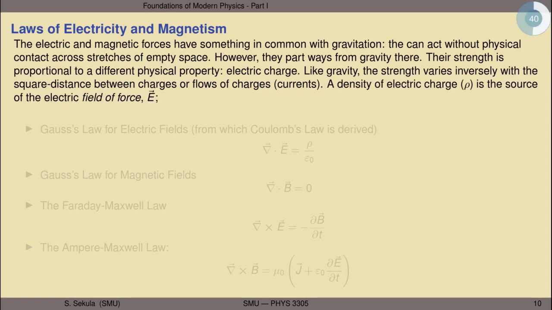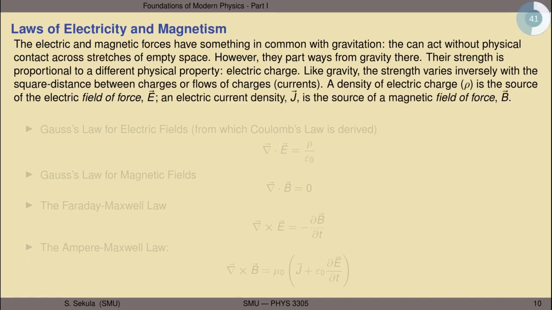A density of electric charge, however, is the source of the electric field of force. Mass has nothing to do with the electric field of force. It has something to do with the gravitational field of force, but again, this is roughly where gravity and electricity and magnetism all part ways.